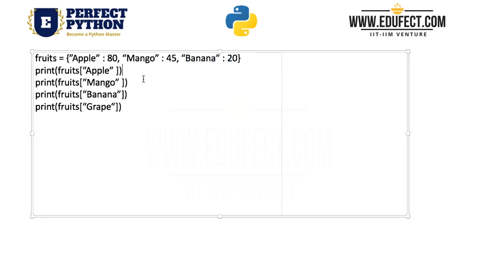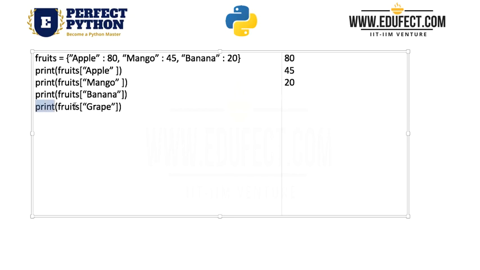So how do we retrieve values from a dictionary? Here we are saying fruits apple. So here we are retrieving the value against apple and printing it. So what would get retrieved? It would be 80. So 80 would get printed in this case. When we are printing it against mango, what we would get is 45. And for banana, we will get 20.